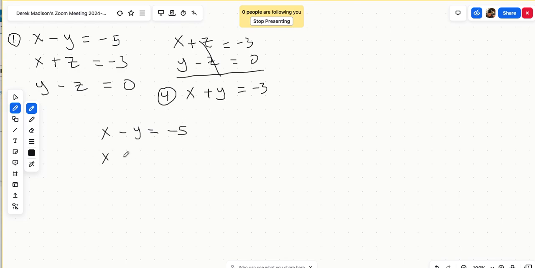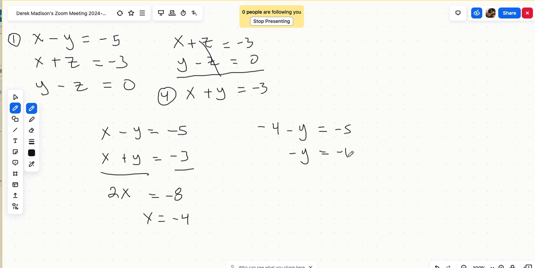Let me do that. Plus y equals -3. And then, so that makes 2x, the y's cancel out, equals -8, and then x equals -4. From there, not difficult to plug the x in. -4 minus y equals -5, so add the 4 over and get -y equals -1. Multiply both sides by -1 to clean up the signs, and so then y equals 1.